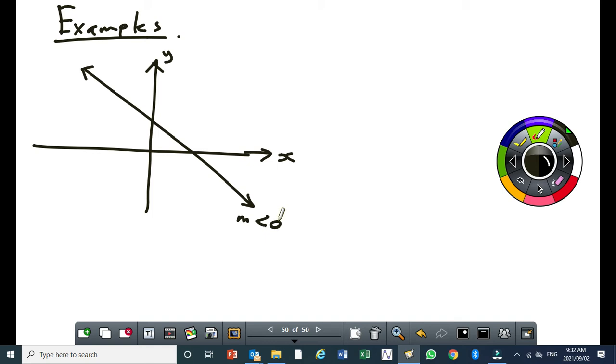Also, the y values are decreasing. Remember, when we read a graph, we start from the left in terms of the values. So as the x values are increasing, the y values are decreasing. They are becoming more negative. So the y values are decreasing. So this is a decreasing function. Okay, also the gradient is negative.